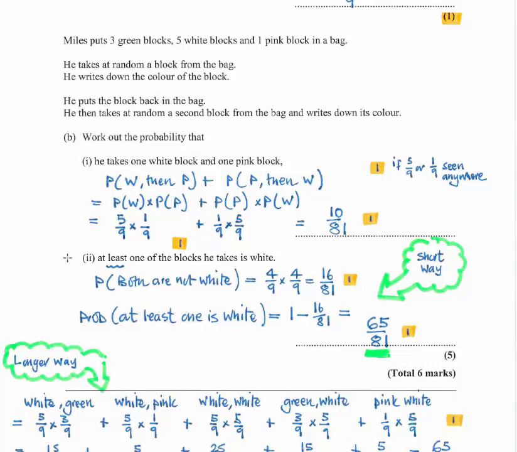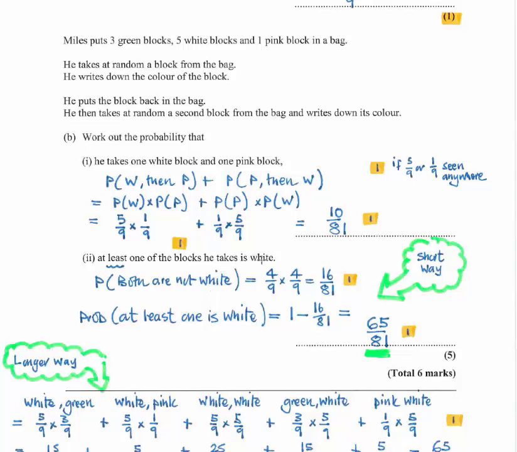Now there's 2 ways of doing it. I'll show you the short way and I'll show you the long way. Okay, but the final answer is 65 out of 81. The quickest way to do it is to say, right, if I find out the probability that both of them are not white, then the probability that remains must mean that at least one of the blocks is white.